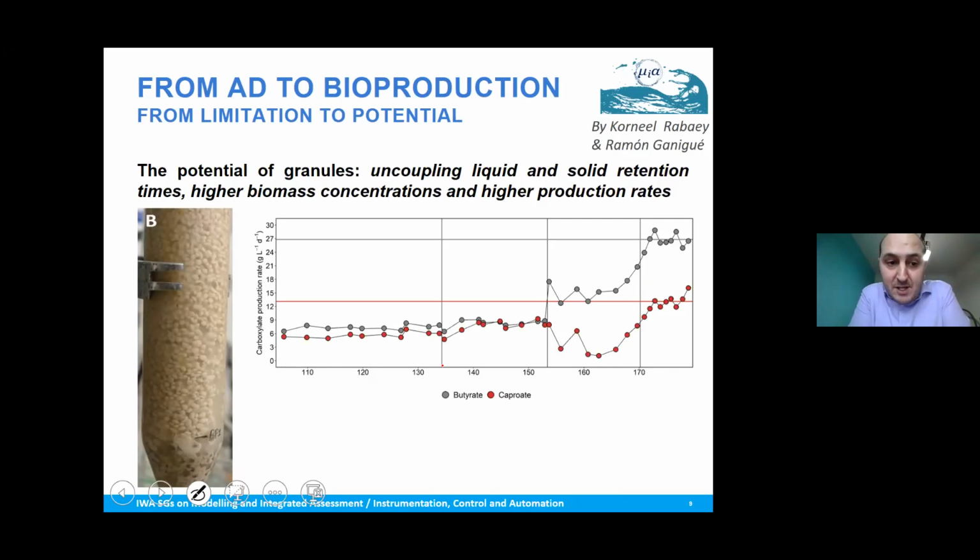And by using a granule-based bioreactor, they managed to increase the caproxylate production rate in grams per liter per day, up to over 25 grams per liter per day of butyrate and over 15 grams per liter per day of caprate.